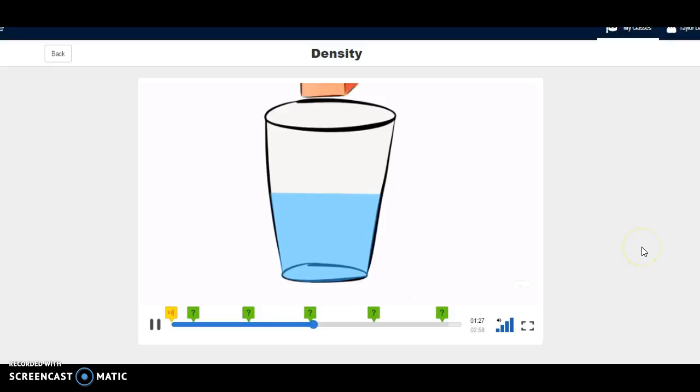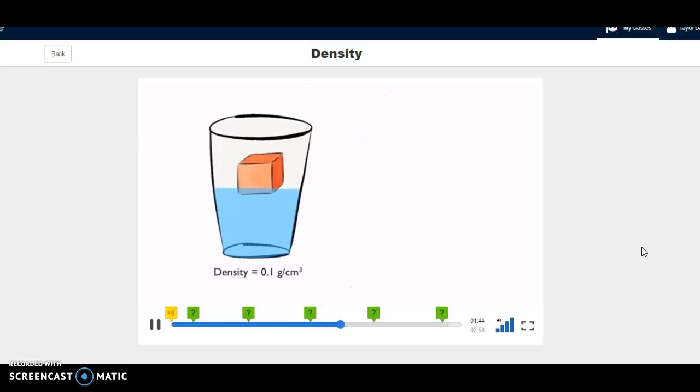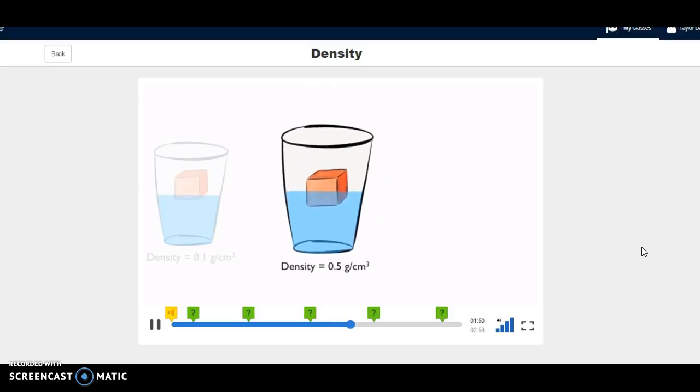Objects with a density greater than 1 will sink when placed in water. Objects with a density less than 1 will float when placed in water. If a block has a density of 0.1, it will float because its density is less than 1. Another block with a density of 0.5 will also float because its density is less than 1.